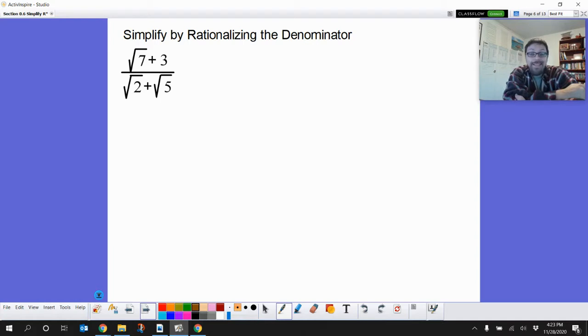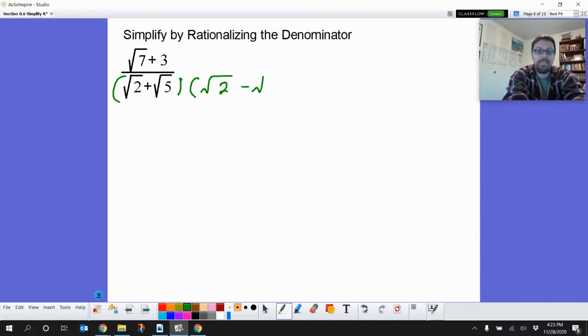Let's do another one. This one's going to be a little bit more complicated. Oh man, there's so many square roots, but it's going to be just as easy. Well, not just as easy. It's going to follow the same steps. I want to copy what's in that denominator, but I want to change that plus into a minus. I want to do the opposite of whatever sign is there. So now it's going to be square root of 2 minus the square root of 5.